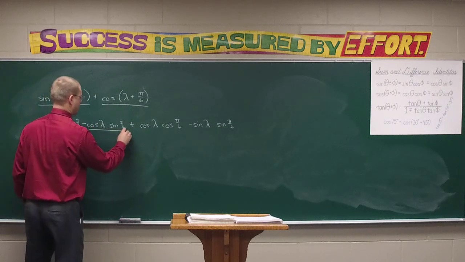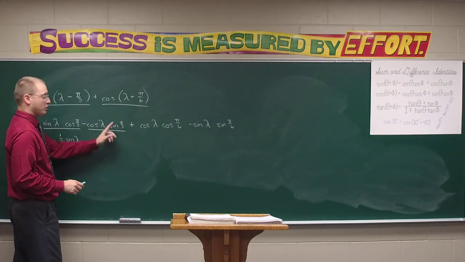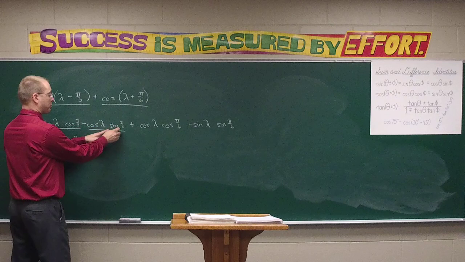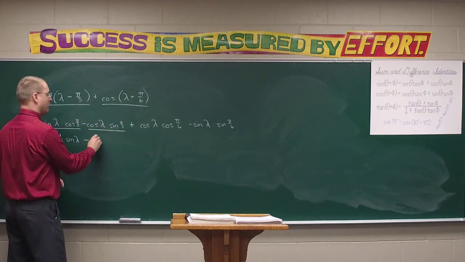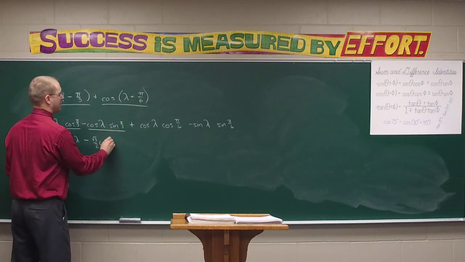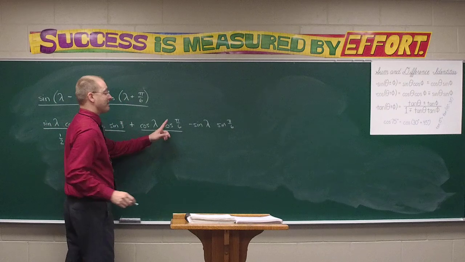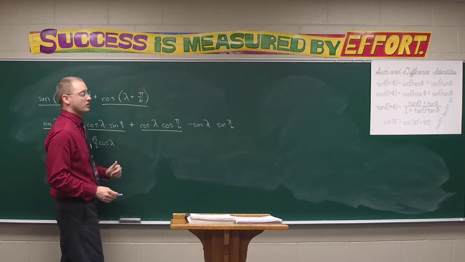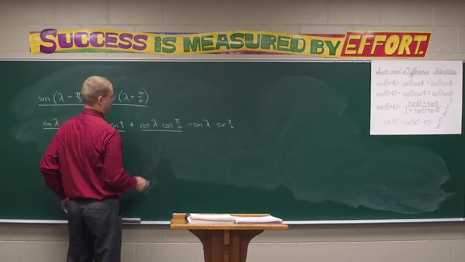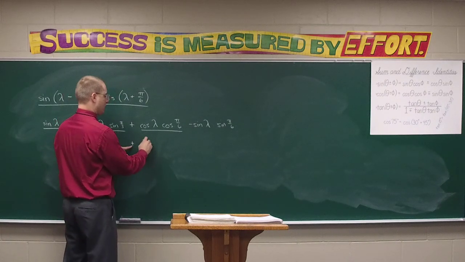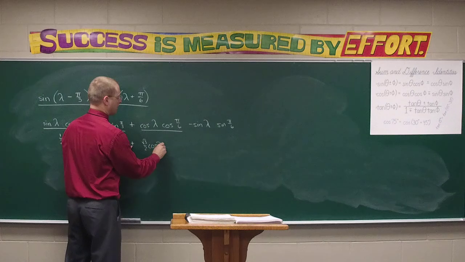All right, let's come to this next term here. What's the sine of pi over 3, or the sine of 60? That's square root of 3 over 2. So we're going to multiply the square root of 3 over 2 times negative cosine to get negative square root of 3 over 2 cosine lambda. Make sense? Let's go to the next one. Cosine pi over 6. Well, pi over 6 is 30 degrees. What's the cosine of 30? Square root of 3 over 2. So this is going to be a positive square root of 3 over 2 cosine lambda.